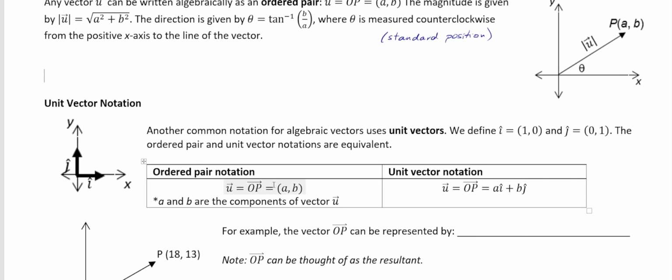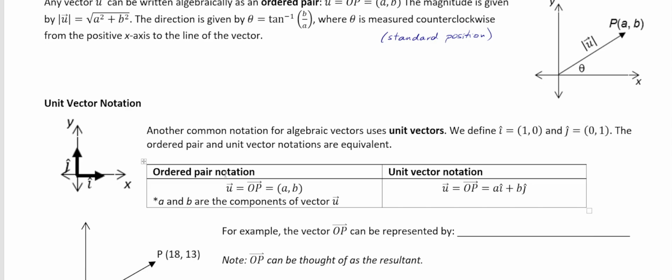Let's keep going with unit vector notation. Another common notation for algebraic vectors uses unit vectors. We define i cap or i hat equal to (1, 0) and j cap being (0, 1). So i cap, (1, 0), is the unit vector along the x-axis, and it's a unit vector because it has a magnitude of 1. And it's going from the origin to the point (1, 0), so we can see it's right along the x-axis. j cap is essentially the exact same thing. It's got a magnitude of 1, and it's along the y-axis.